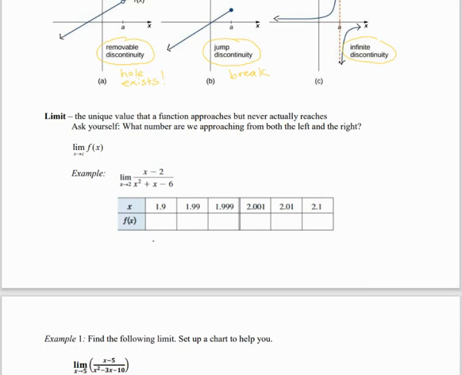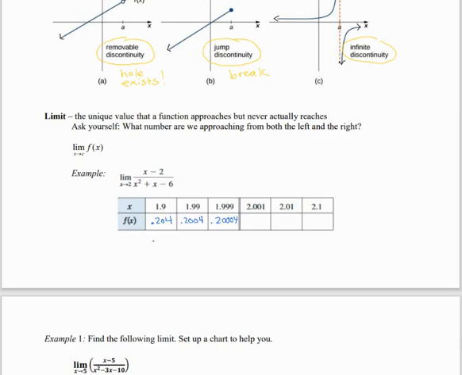Now, when I plug those values into my calculator, we can just do them each individually if you don't actually have a table for your graphing calculator. So I would plug 1.9 into the equation, and when we do that, we get 0.204. Then I would plug 1.99 in for x, and I get 0.2004. And when I plug in 1.999, I get 0.20004.